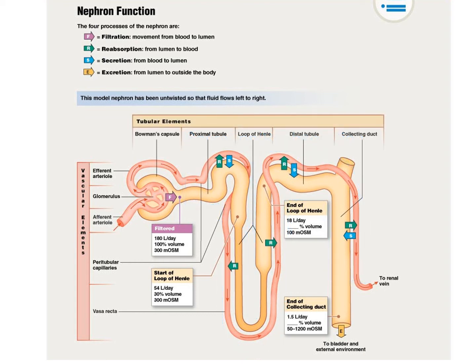Then lastly, there's the function known as excretion. And excretion really isn't a function per se. Excretion is fundamentally the product of filtration minus what we've resorbed plus what we've secreted. So excretion is a passive process, but it is a mathematical process, if you will. So filtration minus the sum of resorption plus the sum of secretion leads to excretion.